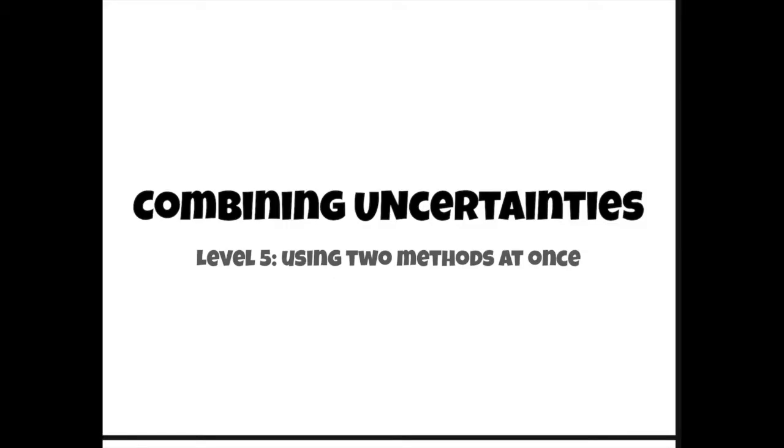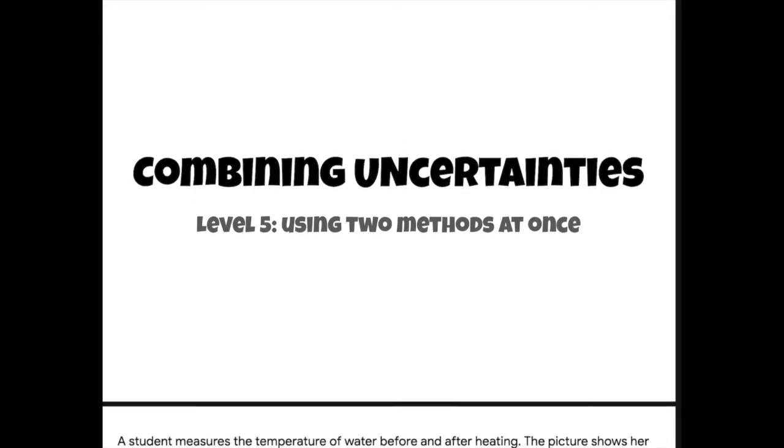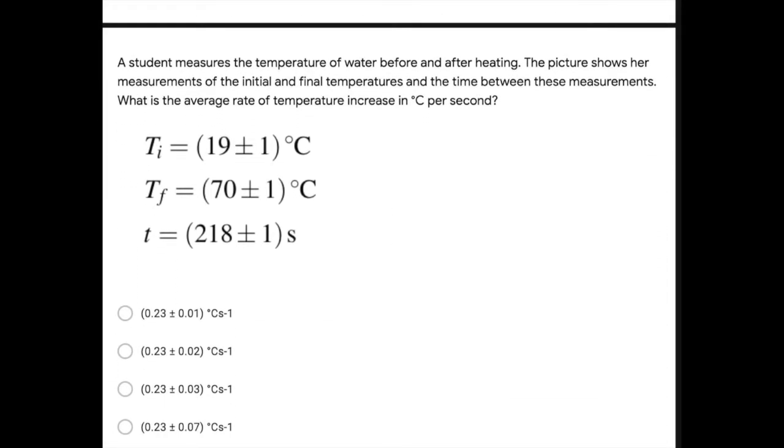Okay, so here are the walkthrough solutions to the level 5 uncertainties problems. These are still looking at combining uncertainties, but the difference with level 5 is now we're looking at using two methods at once. So combining uncertainties where we've got two uncertainties for two quantities measured in the same unit, as well as combining uncertainties when we've got different quantities measured in different units. So these are the 5 examples from level 5.